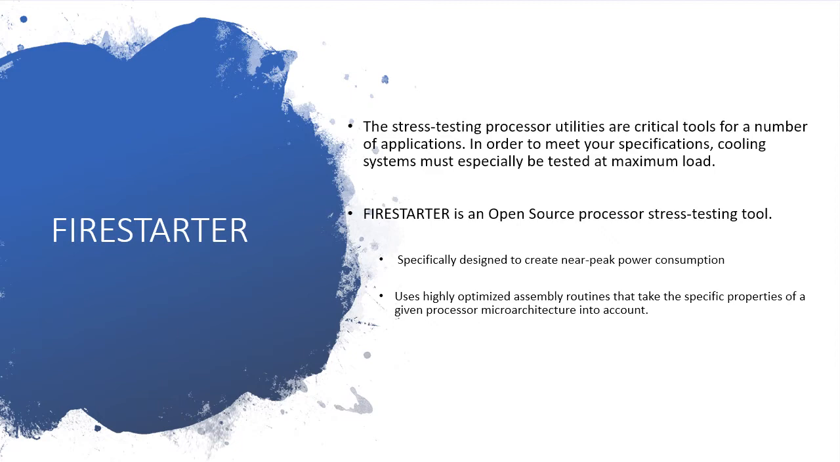Processor stress test utilities are important tools for a number of different use cases: to test cooling systems at maximum load, or for fulfilling the prerequisites of energy efficiency research by measuring idle and maximum power consumption. Fulhame needed a simple yet versatile tool that generated near peak power consumption of its compute nodes, and Firestarter was perfect for it, because it was specifically designed to do just that, thanks to the code being written in highly optimized assembly routines, specified according to the microarchitecture.